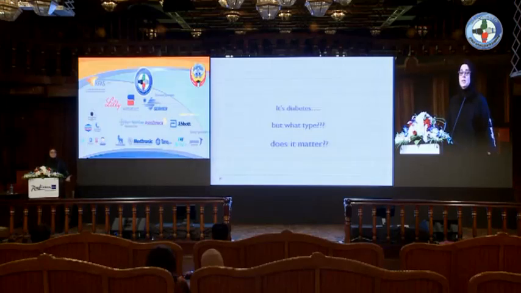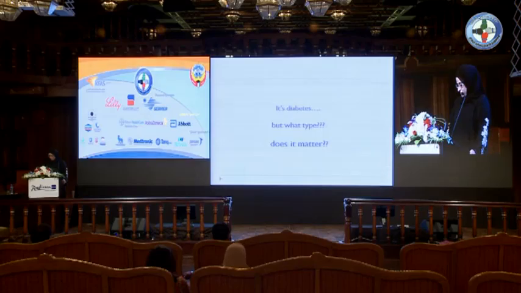So the 3 cases had diabetes. It's diabetes, but what type? And does it matter to know the type of diabetes in the example of cases that we've shown before?